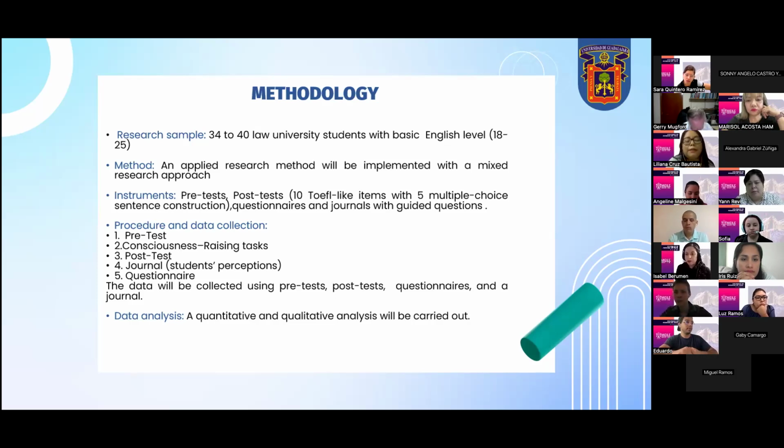The procedure is that I'm going to apply first a pretest, like a diagnostic, to see the students' knowledge of the two tenses. After, I'm going to implement the consciousness raising tasks to teach present and past tenses. And after, I'm going to apply a post-test to compare the results from the pretest to the post-test in order to see if the students improve in the use of or learn these two tenses.